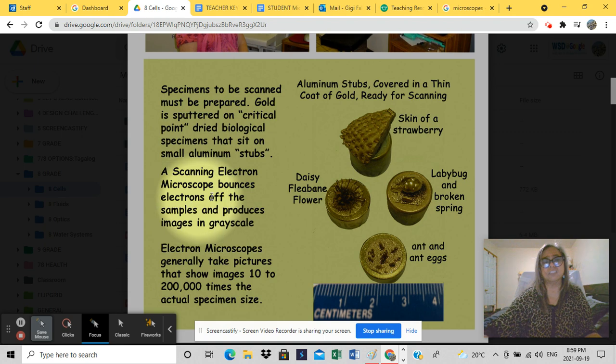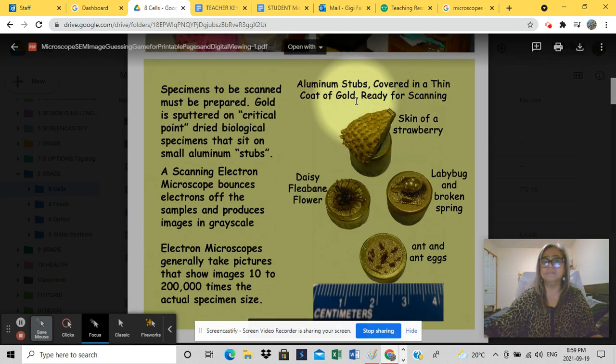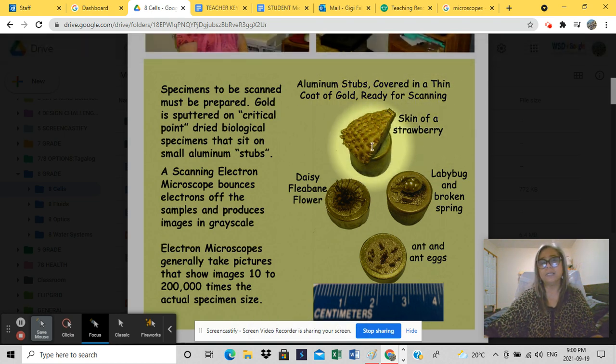A scanning electron microscope. So this is a specific kind of microscope. It bounces electrons off the samples and produces images in grayscale. Now, electron microscopes generally take pictures that show images 10 to 200 times the actual specimen size. So it is that powerful, right? And aluminum stubs covered in a thin coat of gold, ready for scanning. So the skin of a strawberry. So this is how it's done or reflected back using the electron microscope, right? A daisy fleabane flower or a ladybug and a broken spring, ant and ant eggs.